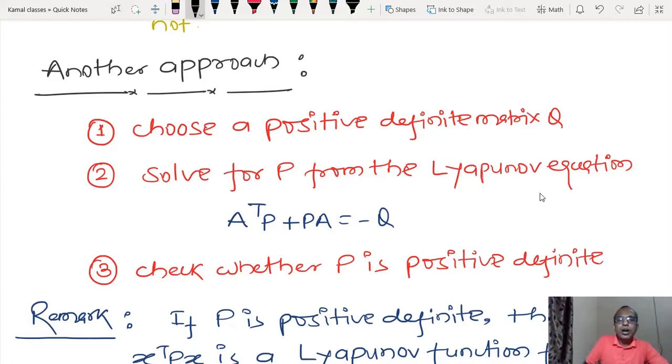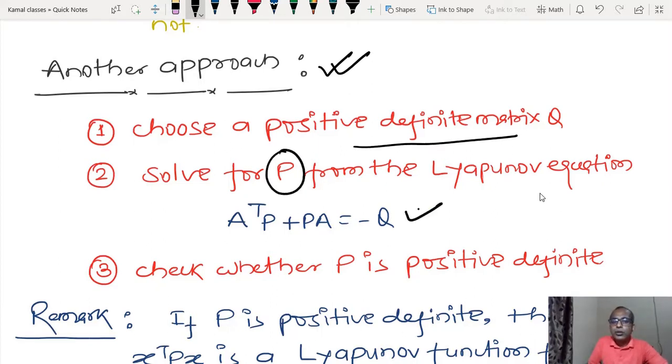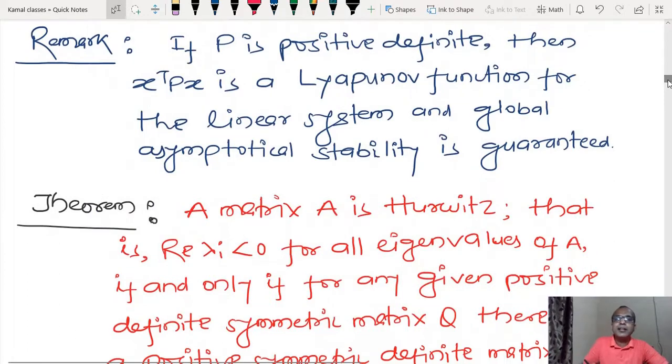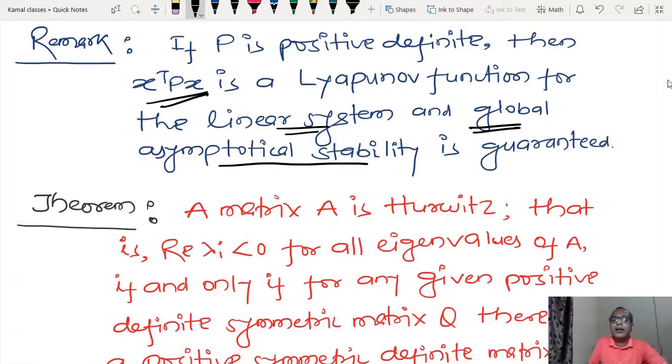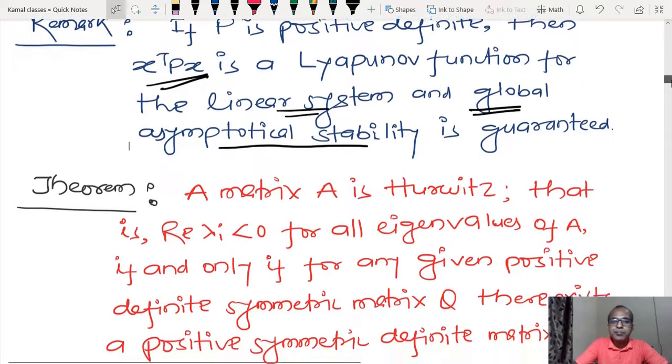Okay, so now I am going to select another approach. Another approach is to choose a positive definite matrix Q and then solve this equation to get P, and after that you can check that P is positive definite. That is another way. And if P is positive definite, then X transpose P X is a Lyapunov function for the linear system, and we have already seen that there is global asymptotic stability. I can guarantee that the system is globally asymptotically stable. So the same kind of thing I am now going to capture using the next theorem.